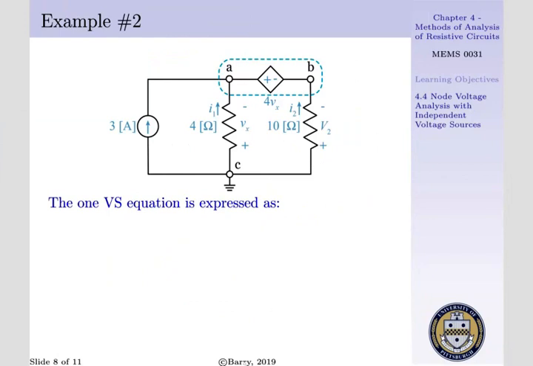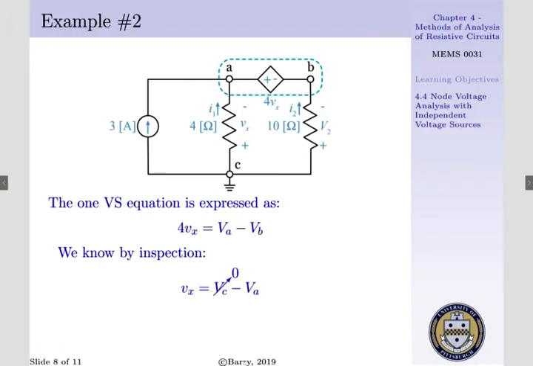We have 1 voltage source. Thus we need to construct a constitutive equation. That is, 4Vx is equal to Va minus Vb. Now, Vx is expressed in terms of the voltage drop across our 4 ohm resistor. That is, we can say Vx is equal to Vc less Va, where Vc is our ground, which has a value of 0 volts. Thus, Vx is equal to minus Va.